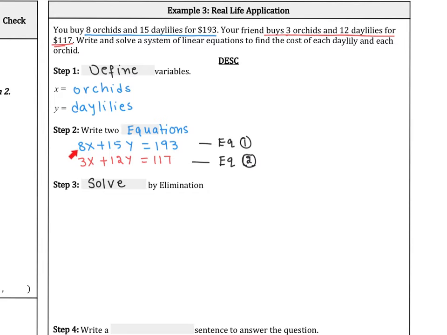So if we multiply this one by -3, it will become -24. And this equation by 8, this will become 24. So -24 plus 24 will cancel each other or eliminate each other. So that's why I'm deciding to multiply this whole equation by -3, and this whole equation by 8.